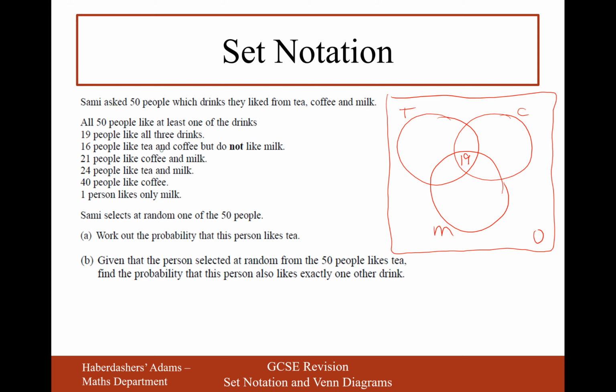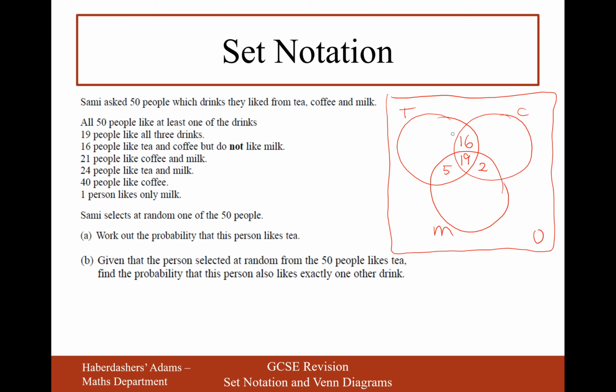16 people like tea and coffee, but not milk. So that's going to be this cell here, 16. 21 people like coffee and milk. So coffee and milk, that's 21 people. So that would just be 2 people here, because then the intersection will be 21. 24 people like tea and milk, so that's 24, so that would be 5 people here.